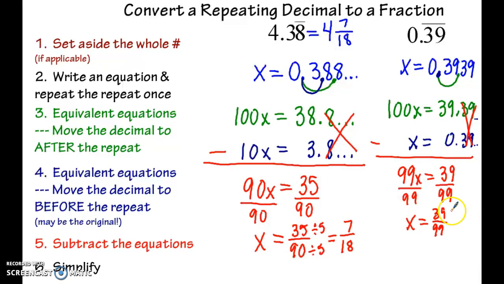What can I divide both of these by? I can divide them both by 3. 39 divided by 3 is 13. 99 divided by 3 is 33. Did I have a whole number? No. So, oops, my pen's not working. So, x equals 13 over 33. 0.39 repeating is the same thing as 13 over 33.